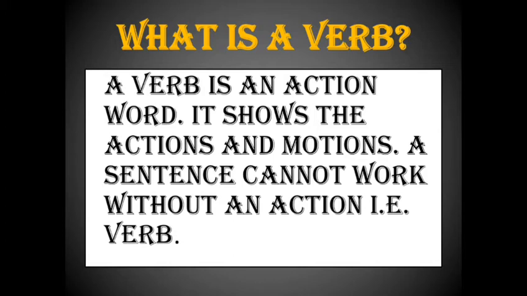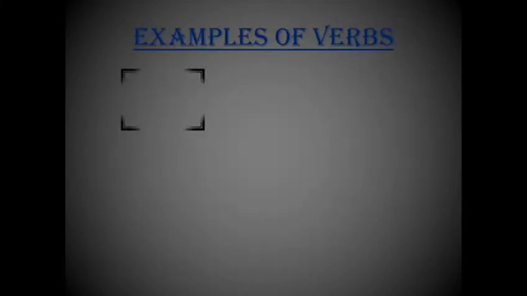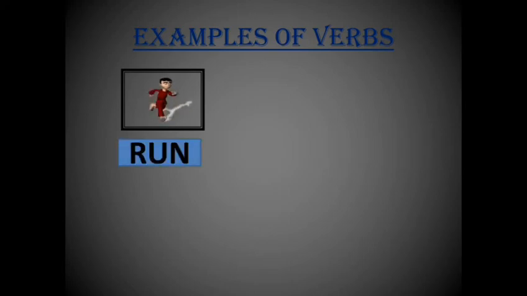A sentence cannot work without an action. That is a verb. Now children, for example, observe the picture and tell me what the boy is doing. Yes, the boy is running. So here run is a verb. We can say action word or doing word.